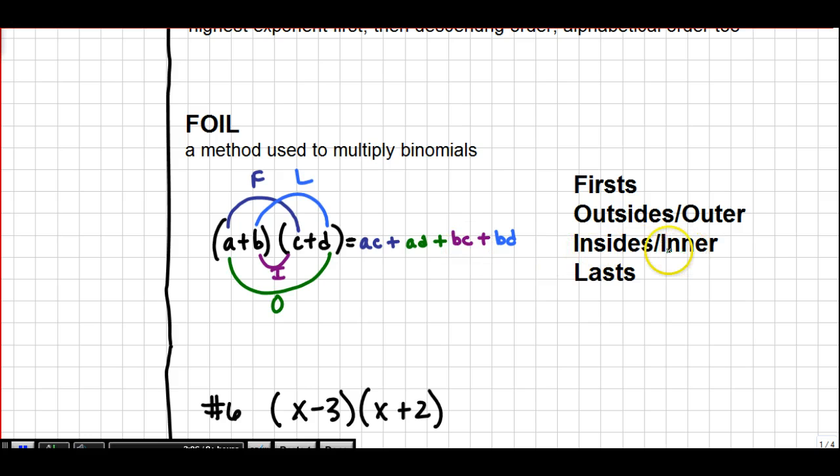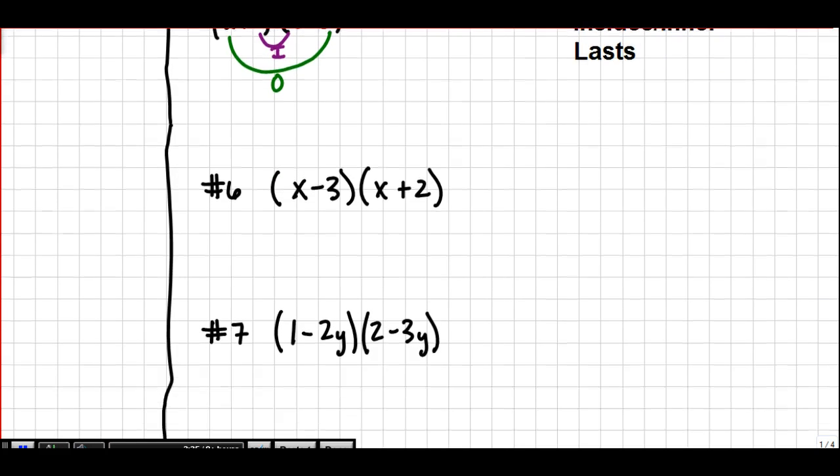The inside terms, or the inner ones, are B and C. So B times C is BC. And then the last terms, the only other thing that we haven't combined, B times D is BD. In between each of those multiplications we put a plus, unless there were some negatives in there that we need to incorporate. That's the basics of FOIL. I know students have seen it before, so hopefully that was a good refresher for you. Most of the time when we do FOIL, there's going to be numbers and letters mixed together. So let's go ahead and practice a few of these.